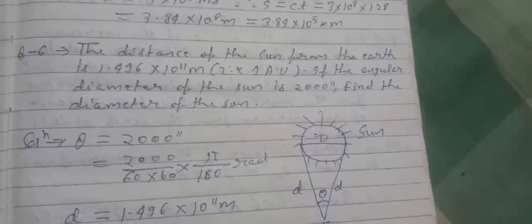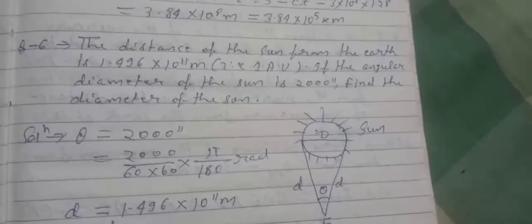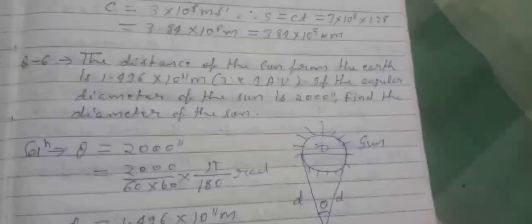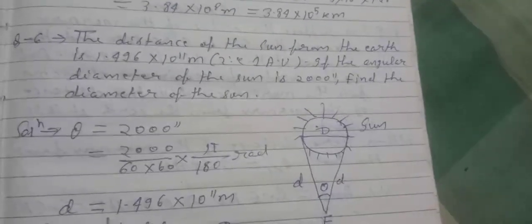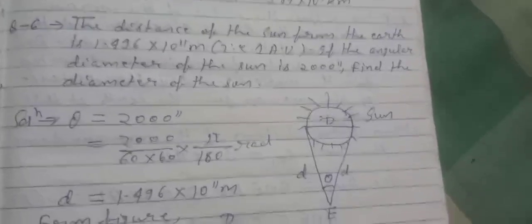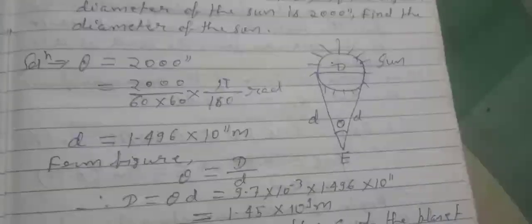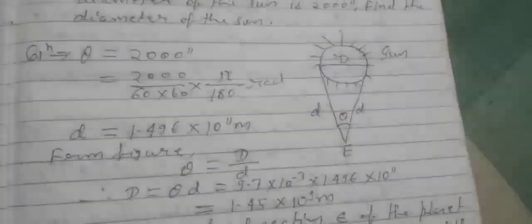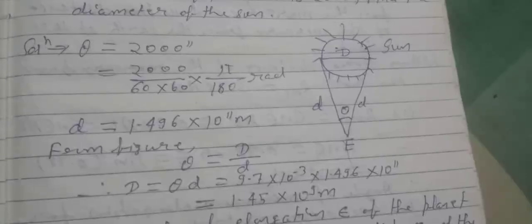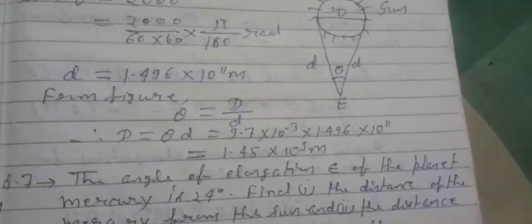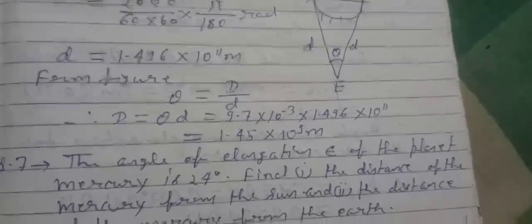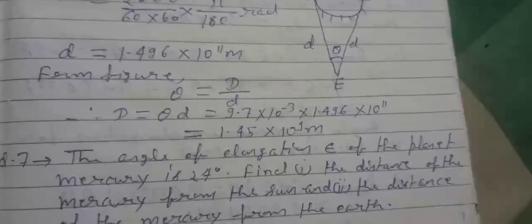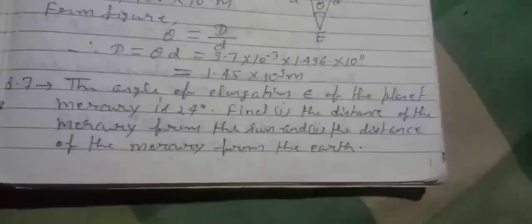The distance of the Sun from the Earth is 1.496 into 10 to the power 11 meter, that is 1 AU. If the angular diameter of the Sun is 2000 second of arc, find the diameter of the Sun. Here theta is 2000 second, which equals 2000 by 60 into 60 into pi by 180 radian. Hence D equals 1.496 into 10 to the power 11 meter. From the figure, theta equals d by D. Solving, we get d equals 1.45 into 10 to the power 9 meter.